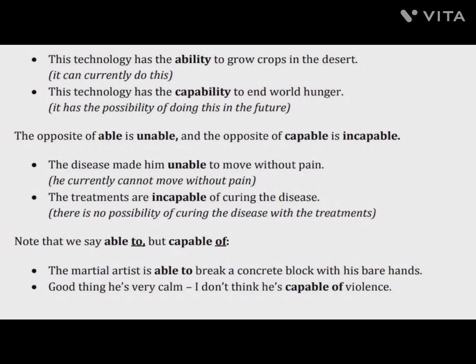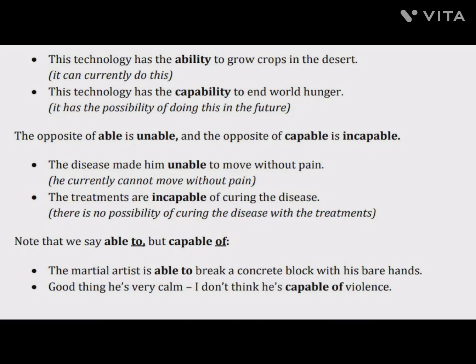It's a possibility again. So the opposite of able is unable, and the opposite of capable is incapable, okay? Here is an example. The disease made him unable to move without pain. So currently the person is not able to move, okay? And using incapable: the treatments are incapable of curing the disease. So there is no possibility of curing the disease with the treatment. So that is the meaning of the sentence, okay?